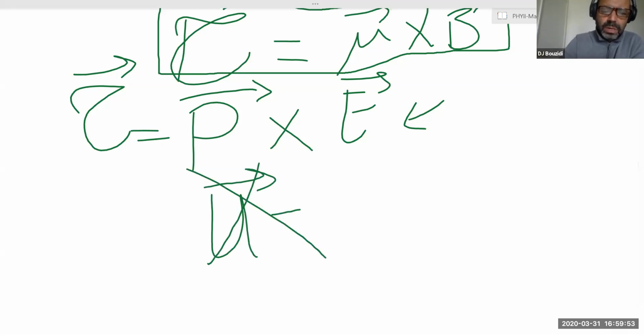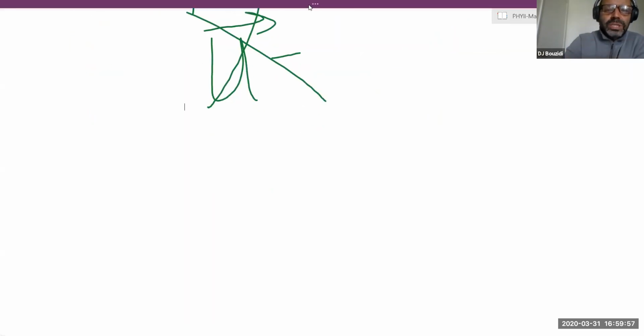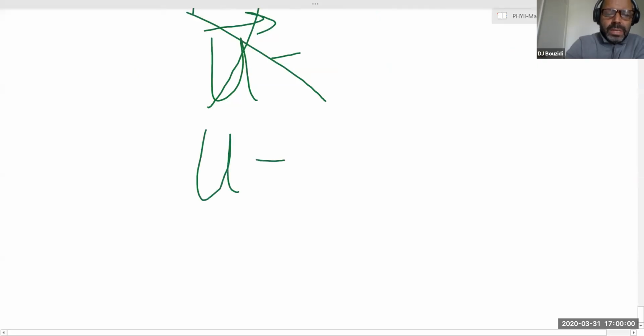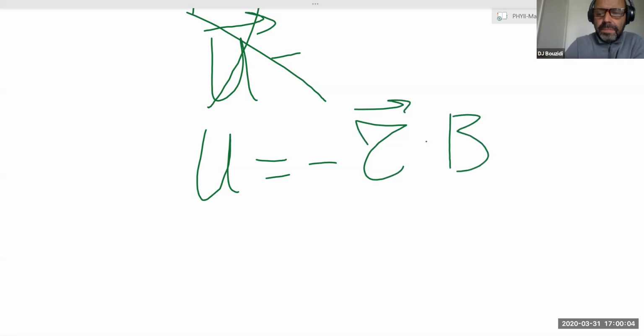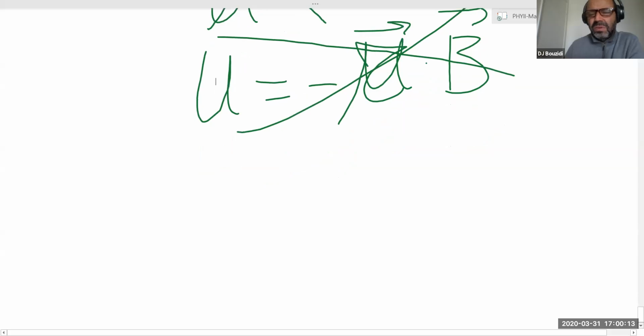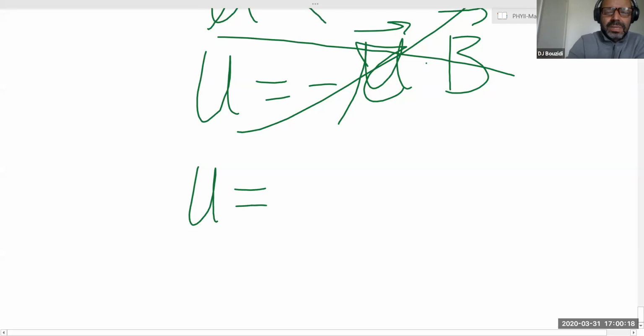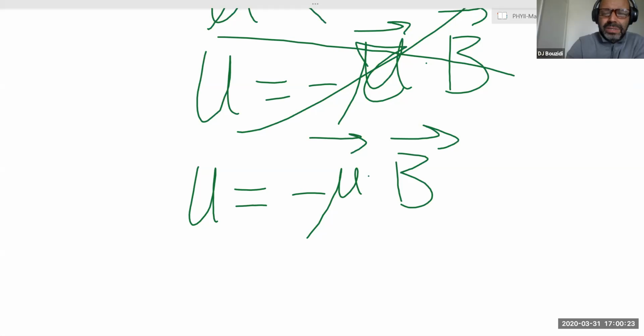Oh, what am I talking about? Energy is a scalar. Okay, so the energy U is given by minus tau dotted with B. I'm sorry, mu. What am I writing here? This is nonsense. You guys need to correct me. We're not in lecture, but you really need to be screaming and shouting that this is nonsense. Minus mu dotted with B. That is energy. That's how much energy.